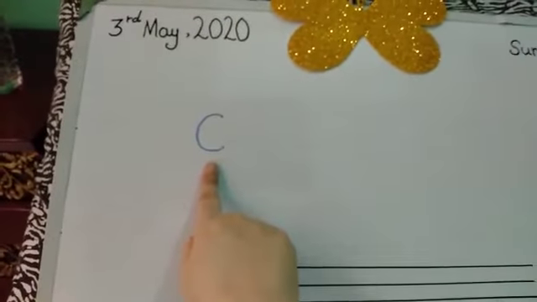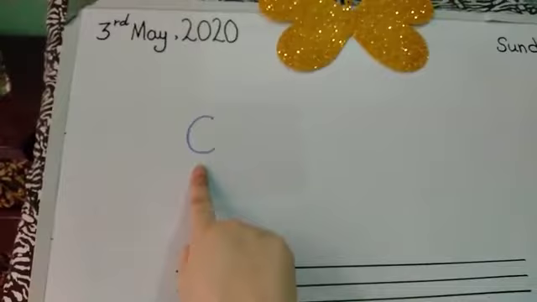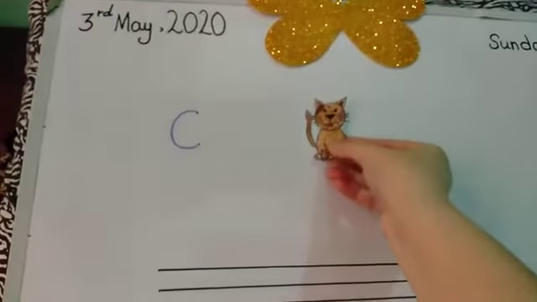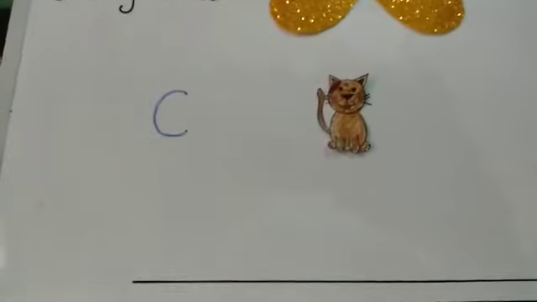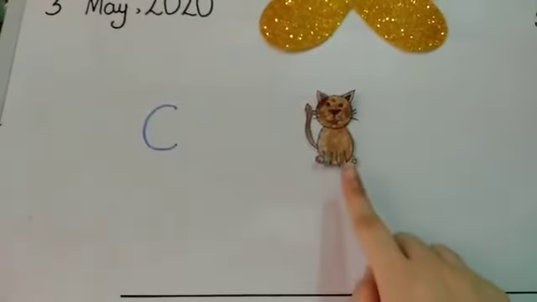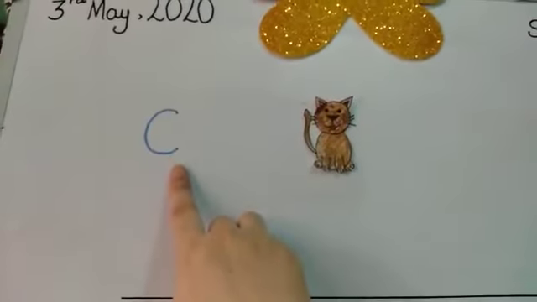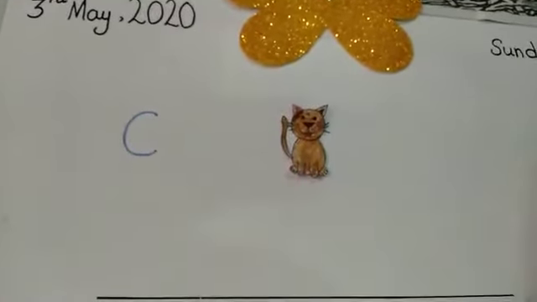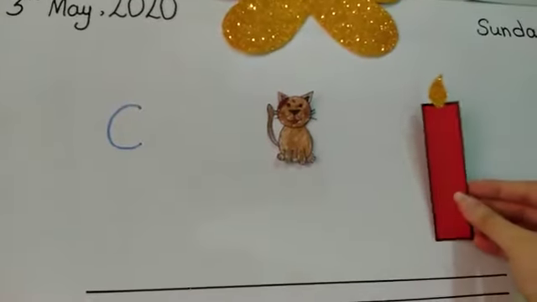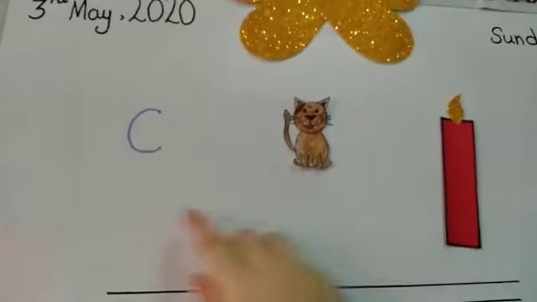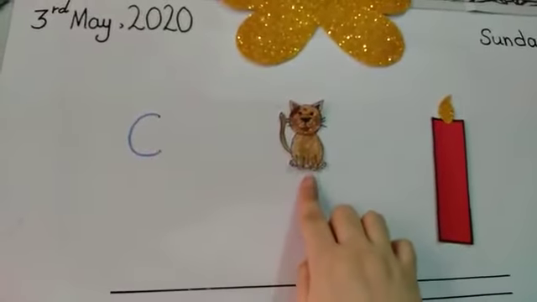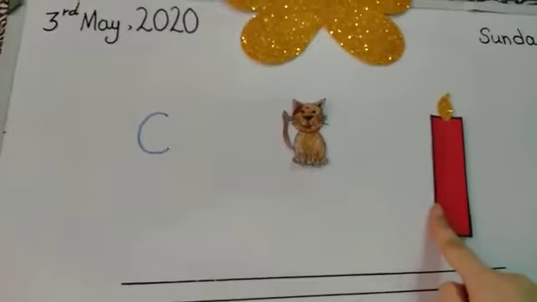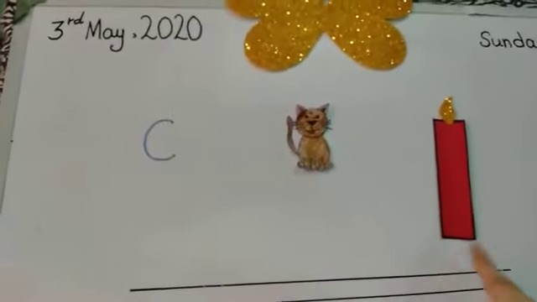C, K, cat. C, K, cat. What we have next is a candle. C, K, candle. C, K, candle.